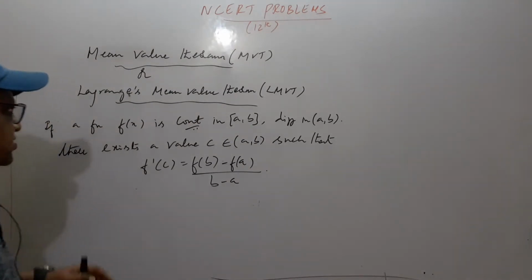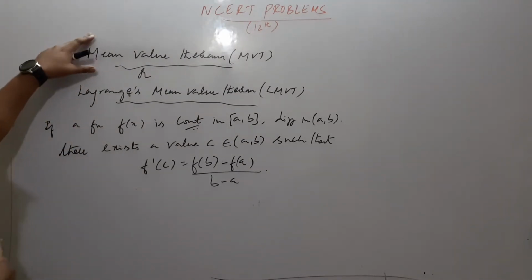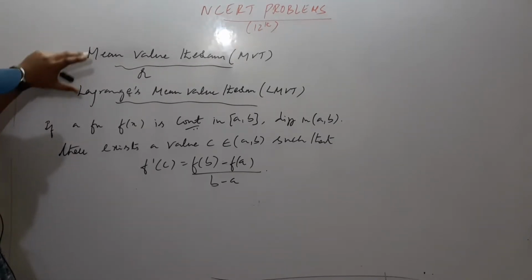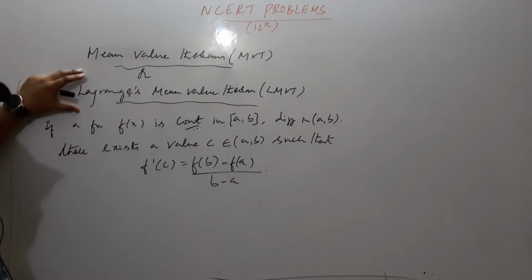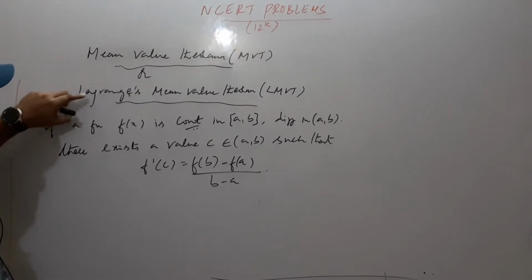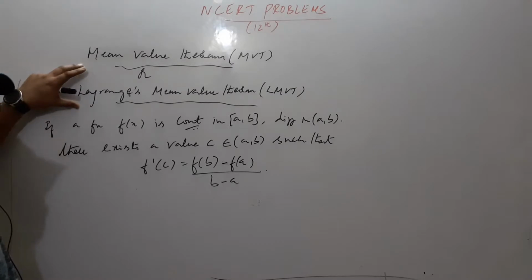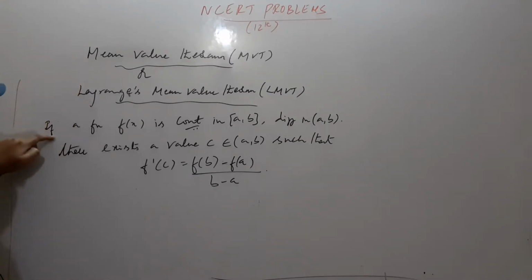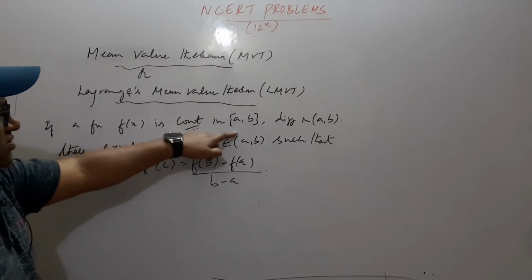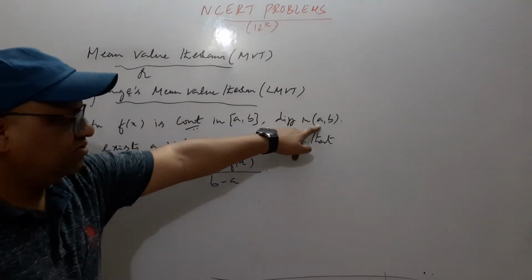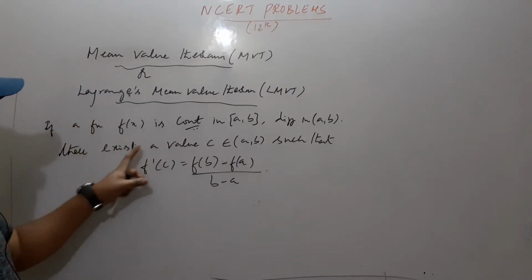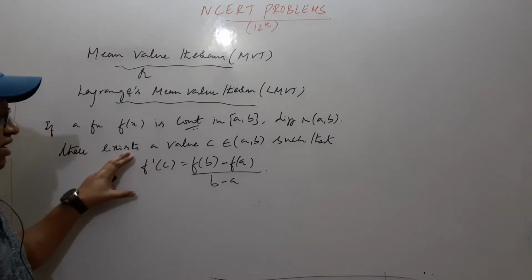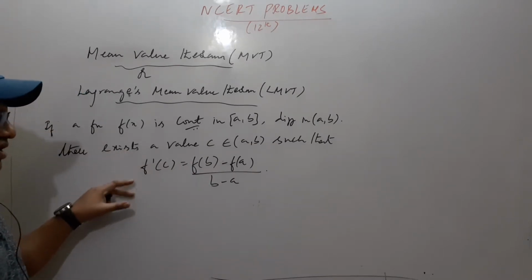Students, now we arrive at mean value theorem, very important theorem in differentiation. Mean value theorem, MVT, or Lagrange's mean value theorem. It is named after the mathematician Lagrange. Lagrange's mean value theorem, LMVT. So what it states? It states that if a function f of x is continuous in closed bracket AB, differentiable in open bracket AB, there exists a value c belonging to open bracket AB such that f dash c is equal to f of b minus f of a divided by b minus a.